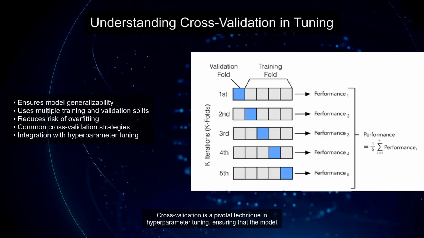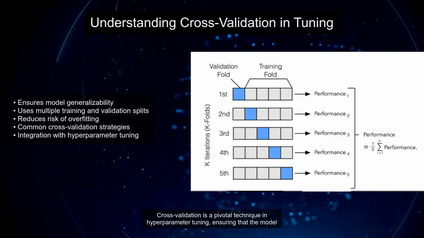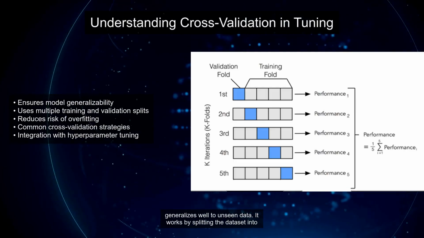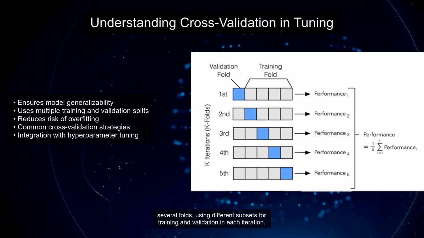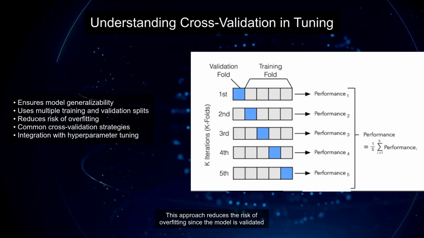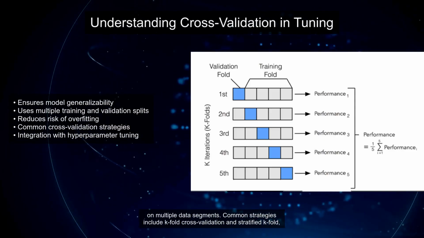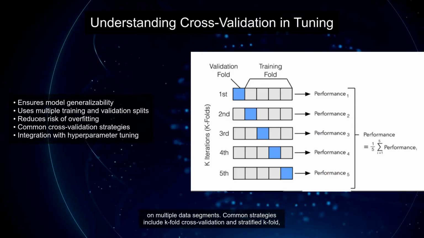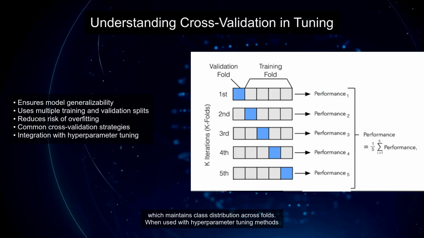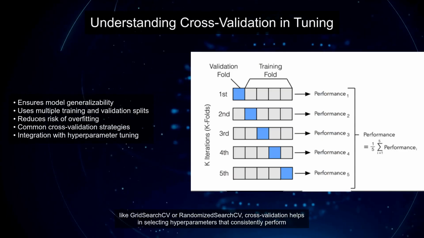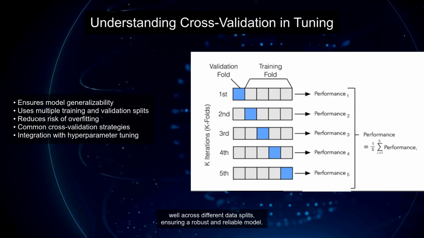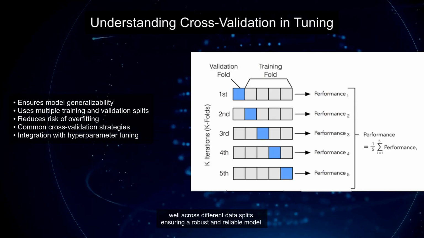Cross-validation is a pivotal technique in hyperparameter tuning, ensuring that the model generalizes well to unseen data. It works by splitting the dataset into several folds, using different subsets for training and validation in each iteration. This approach reduces the risk of overfitting since the model is validated on multiple data segments. Common strategies include k-fold cross-validation and stratified k-fold, which maintains class distribution across folds. When used with hyperparameter tuning methods like GridSearchCV or RandomizedSearchCV, cross-validation helps in selecting hyperparameters that consistently perform well across different data splits, ensuring a robust and reliable model.